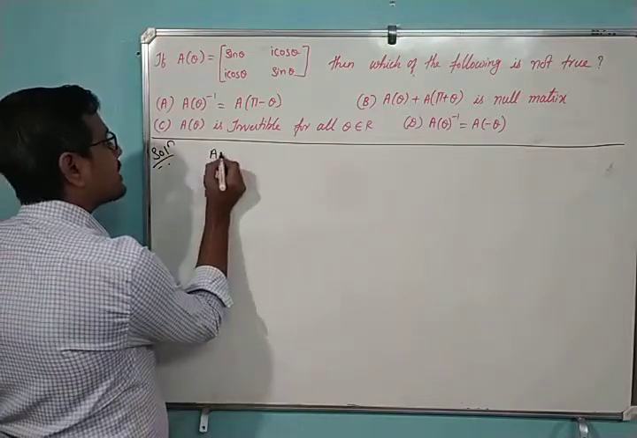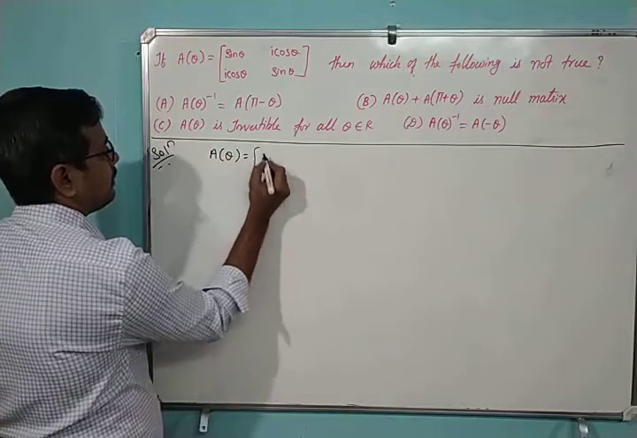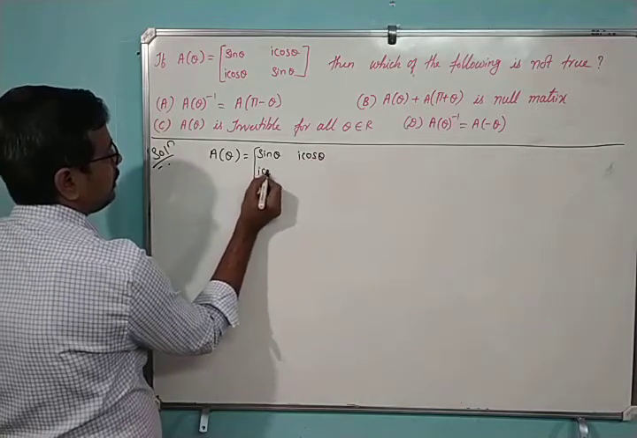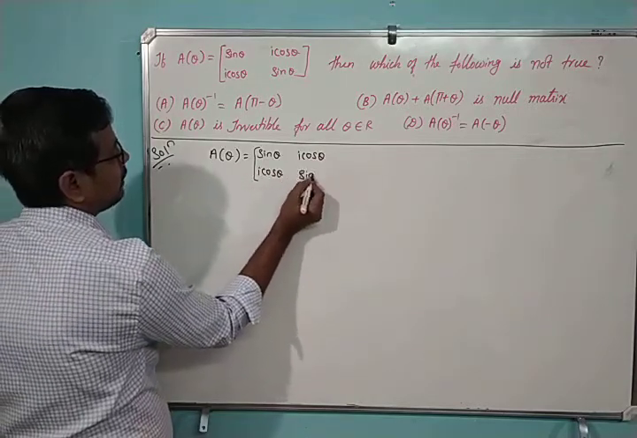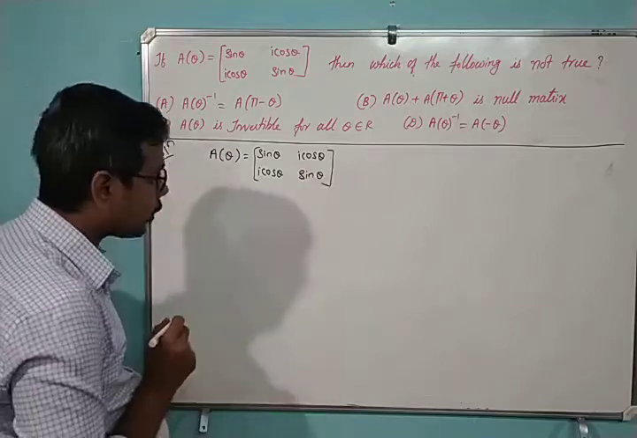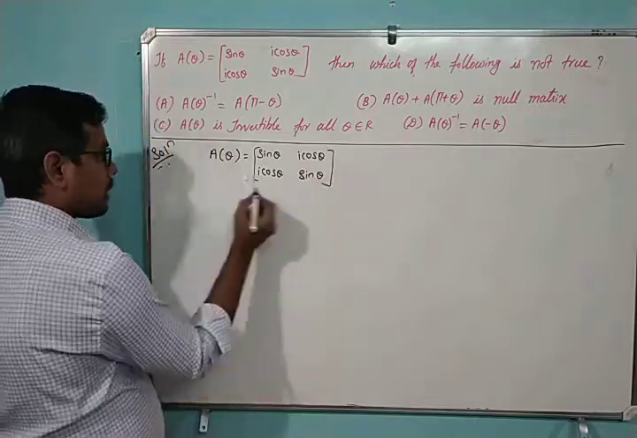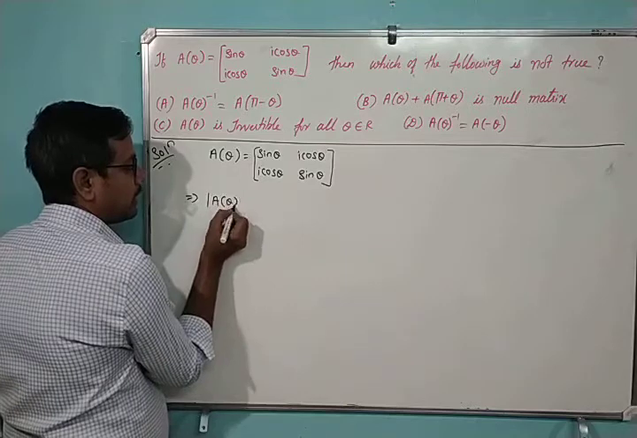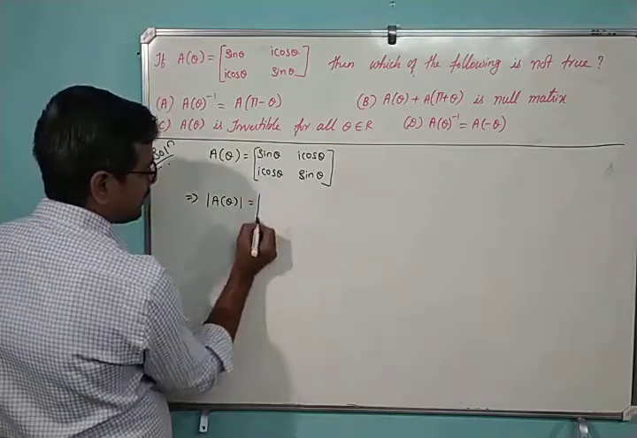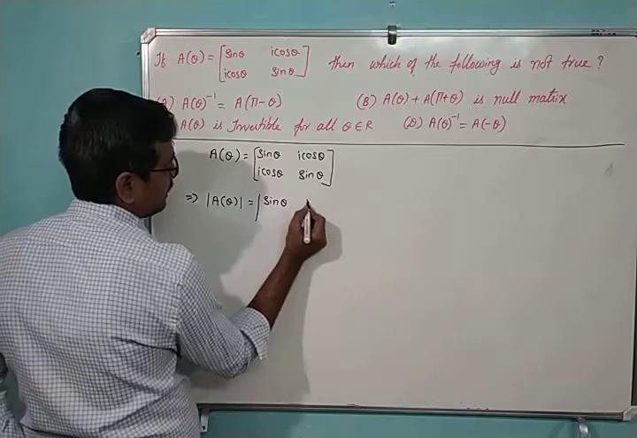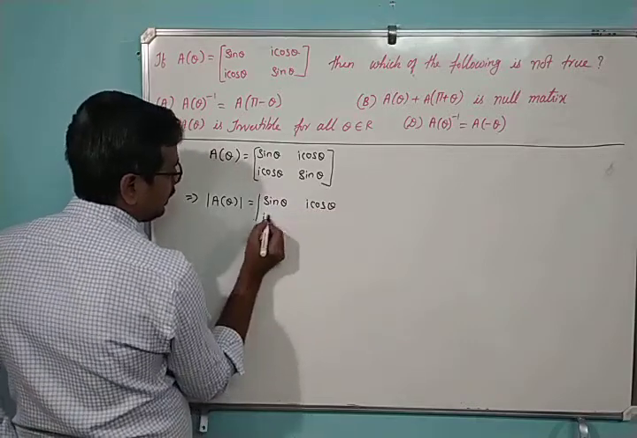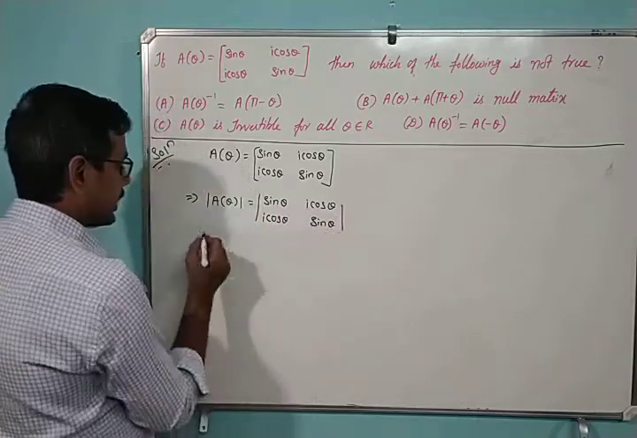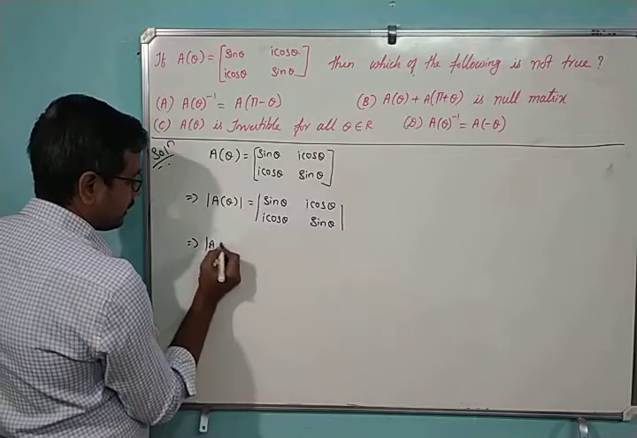A of theta is given as sin theta, i cos theta, sin theta. Okay, so now what is determinant A? Determinant of A of theta is equal to determinant of this, that is sin theta, i cos theta, sin theta. Right?